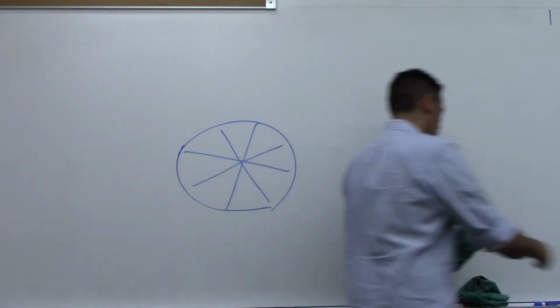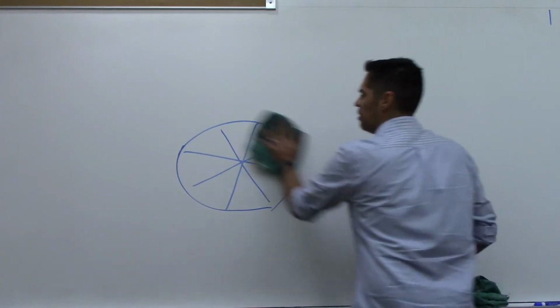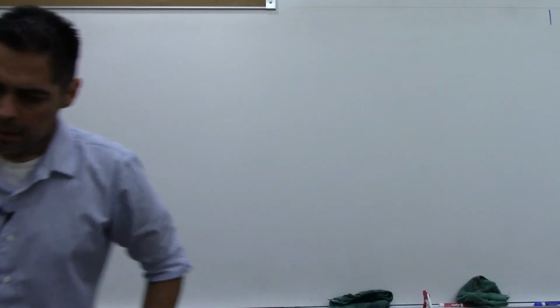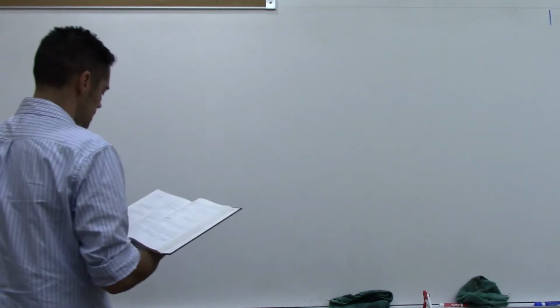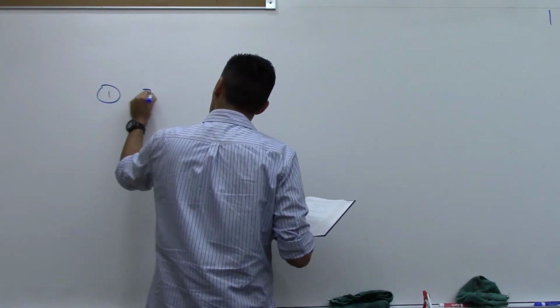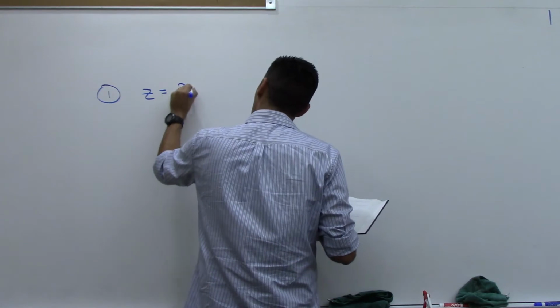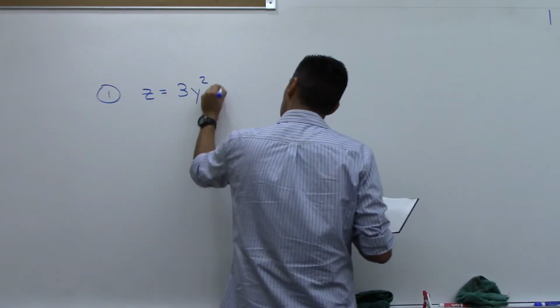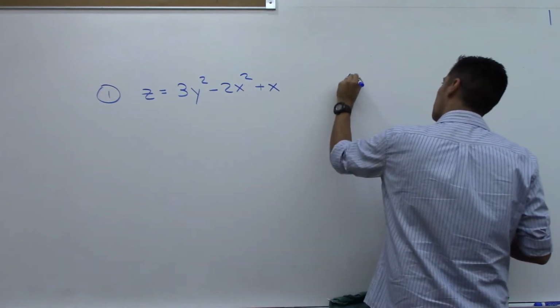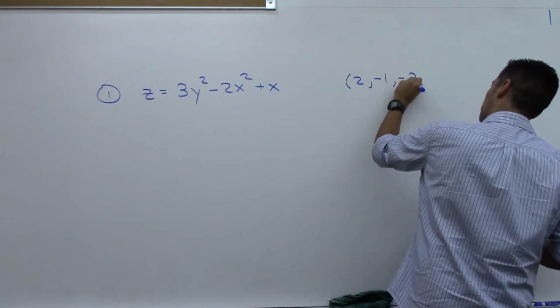Okay, going to be working here 11.4, tangent planes. Going to be working problems 1 through 6. All right, so number 1. Find the equation of the plane to the given surface at the specified point. So 1, here we go, we've got z equals 3y squared minus 2x squared plus x, and at the point 2, -1, -3.